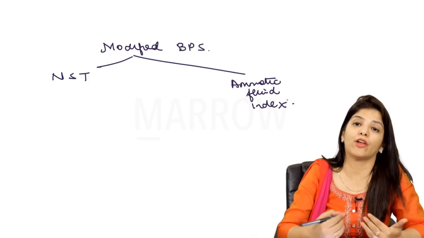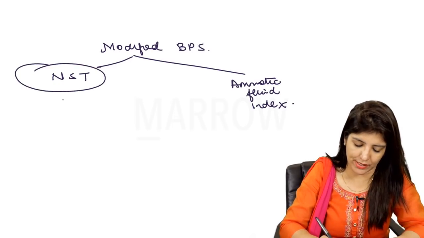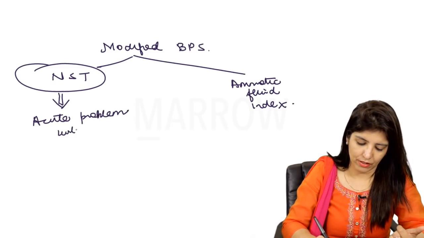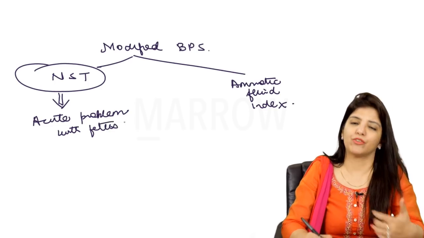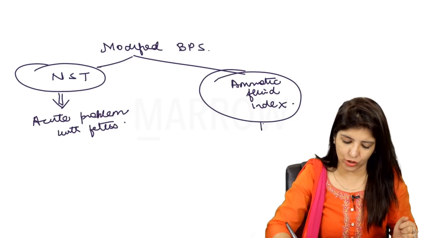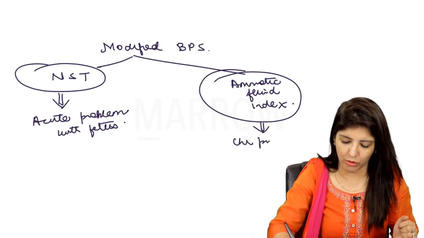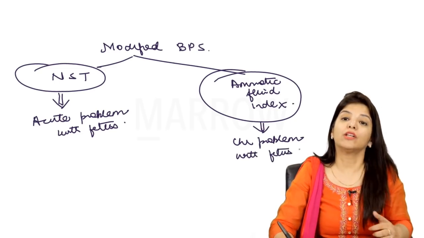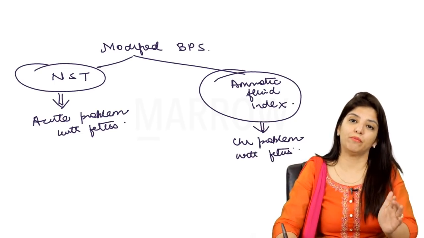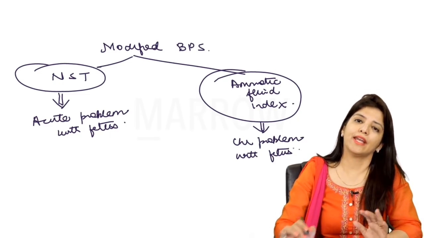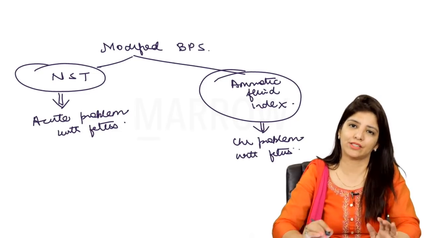the NST, and NST always indicates any acute problem which has happened with the fetus. So any acute problem with the fetus will be detected by NST. An amniotic fluid index will detect any chronic problem or chronic injury which had happened with the fetus. That is why a better option is modified biophysical score. But most of the time this option is not given, right? In that case, you are going to mark it as NST, right?